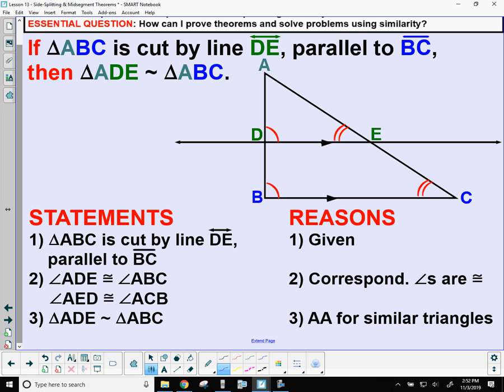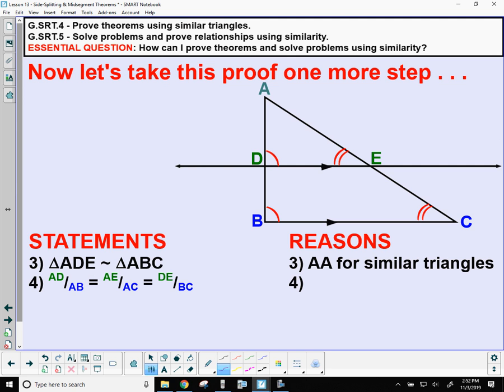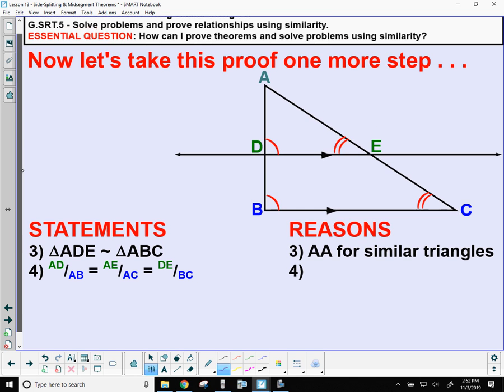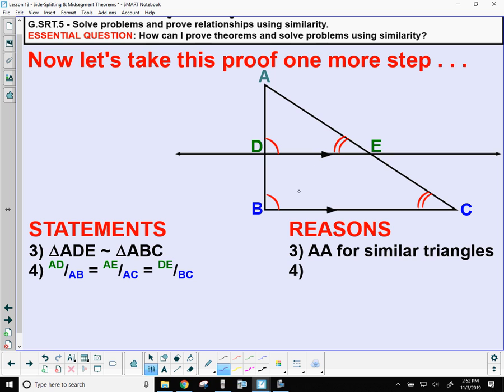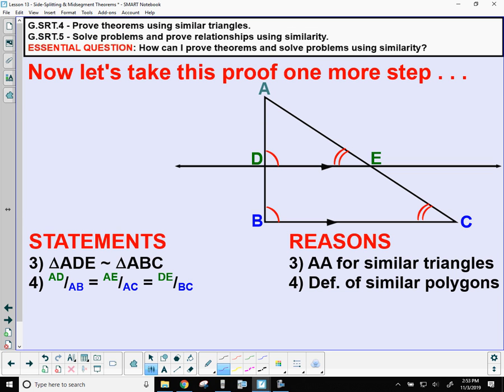So, to continue on with this idea, you can keep adding, or you may need notebook paper for this. Let's take this proof a little further. Now that we have angle, AD over AB is equal to AE over AC is equal to DE over BC. Again, that's that similar triangle idea we've been discussing earlier. Those sides should be proportional to each other. Definition of similar polygons. Keep going.